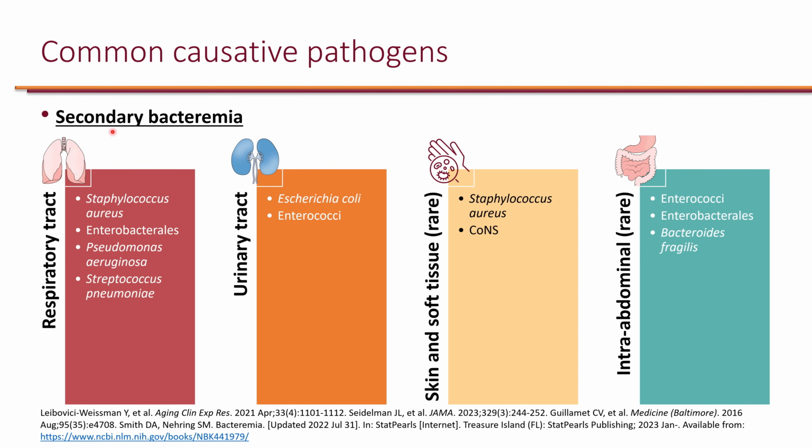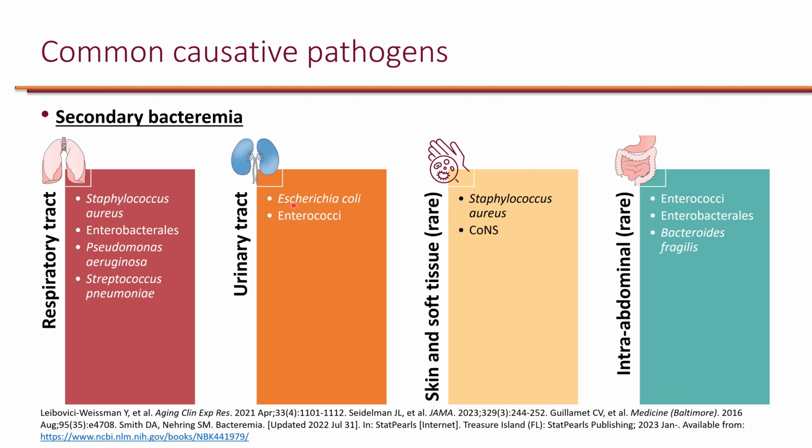Now, secondary bacteremia is essentially bacteremia as a result of another infection. For example, a respiratory tract infection such as pneumonia occasionally can lead to bacteremia because the lung has pretty good perfusion of the blood. So occasionally in advanced cases of pneumonia, bacteria can find their way into the blood. Staphylococcus aureus, Enterobacterales, Pseudomonas, as well as Streptococcus pneumoniae are the top organisms that can cause bacteremia in patients with pneumonia.